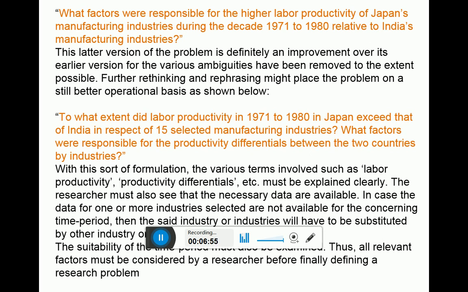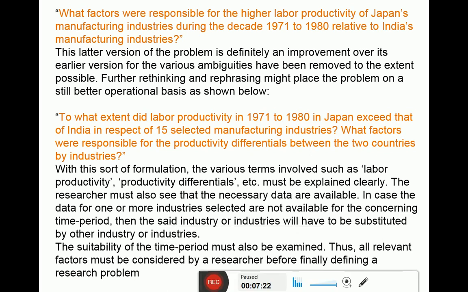This statement is now more narrowed down. A broad problem area has now become a specified problem. So a researcher begins with a broad problem area definition, and then with the passage of time narrows the problem statement down to a specified issue. This process is simply known as narrowing down a broad problem area into a specified area.